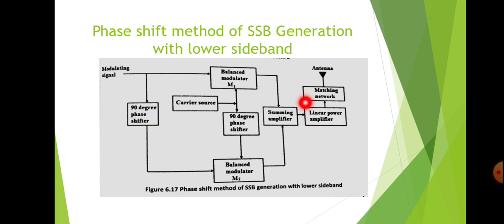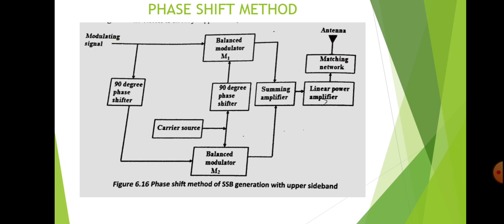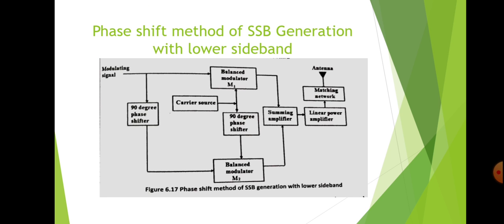lower sideband SSB. In the previous diagram we gave the carrier signal directly to M2 and the phase shifted version to balanced modulator M1, so that we get the upper sideband at the output. For getting the lower sideband we have to give the carrier signal directly to M1 and the 90 degree phase shifted version to balanced modulator M2, so that we get SSB as a lower sideband SSB. So that is the phase shift method.